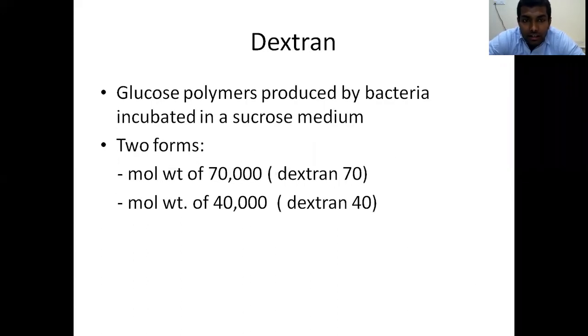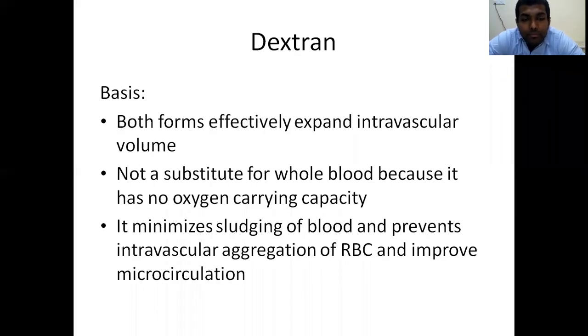What is dextran? Glucose polymers that are produced by bacteria incubated in a sucrose medium. So it is produced by bacteria that are present in a sucrose medium. There are two forms, dextran 70 with a molecular weight of 70,000 and dextran 40 with a molecular weight of 40,000. Both of these effectively expand intravascular volume. This is not a substitute for whole blood because it does not have oxygen carrying capacity.